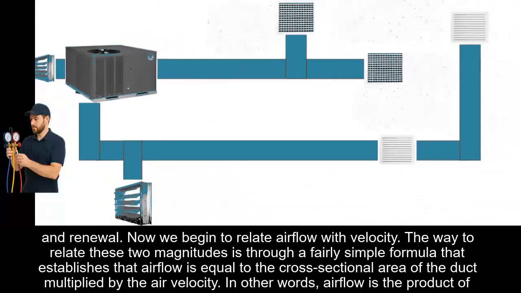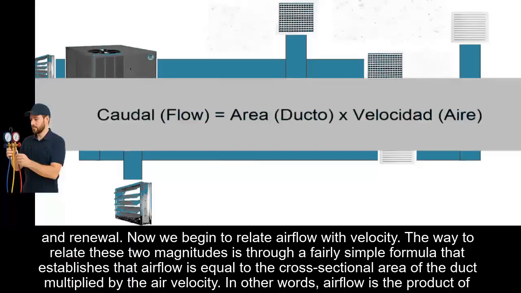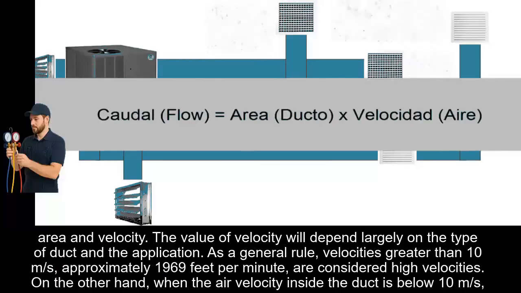Now we begin to relate airflow with velocity. The way to relate these two magnitudes is through a fairly simple formula that establishes that airflow is equal to the cross-sectional area of the duct multiplied by the air velocity. In other words, airflow is the product of area and velocity.